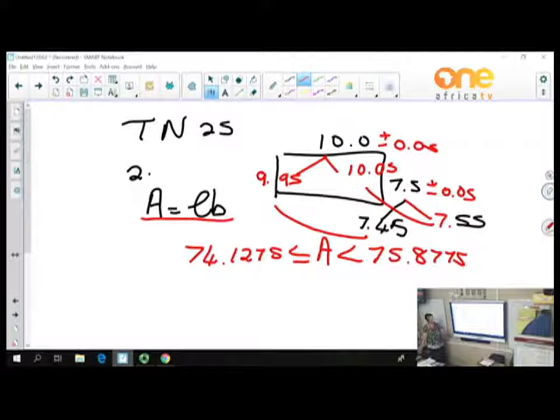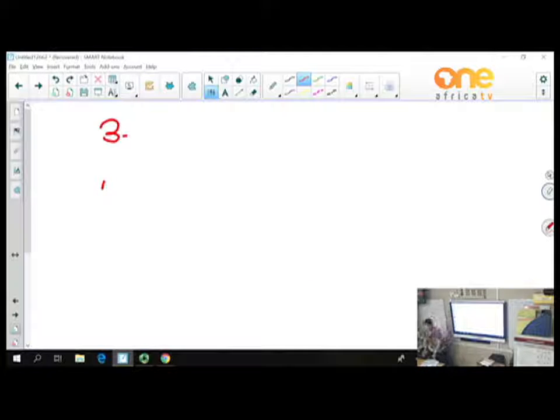Yeah, I multiply the two lower ones and then the two upper ones, because area is length times breadth. Okay, number 3. Let's look now at number 3, and we're looking specifically here because this is the kind of question that they ask.